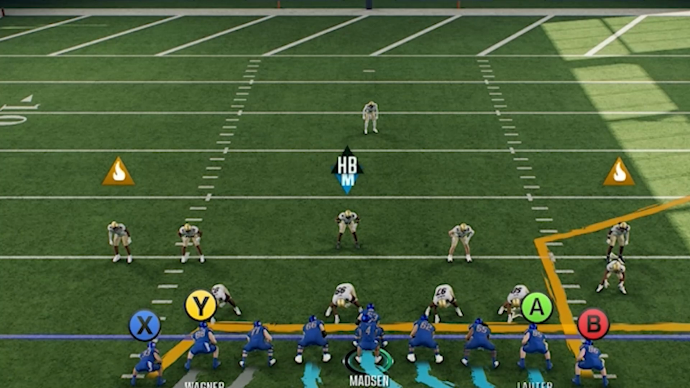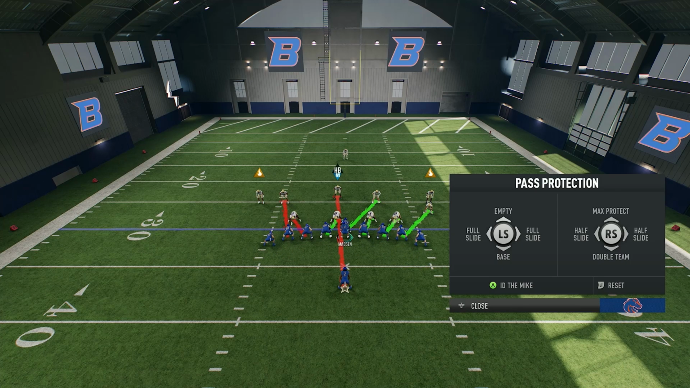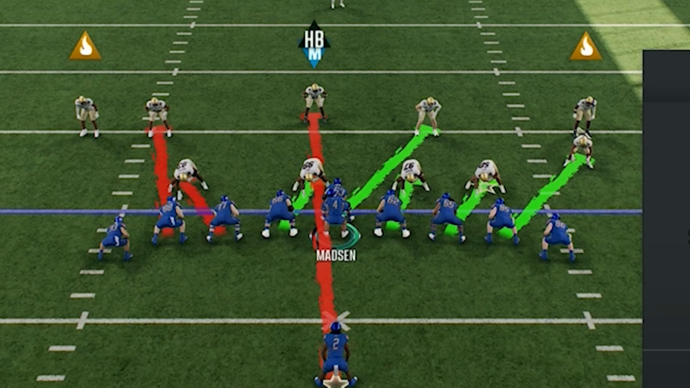All right, so this other icon you might see is that HB over that Mike linebacker there. That's kind of that black triangle. I've done some research into some of the icons that I couldn't figure out myself. This is one that I can't find on the internet. So what I'm assuming is, I started off with a pass play and then I changed my pass protection, as you can see here, to max protection. So now the running back is picking up that Mike linebacker.